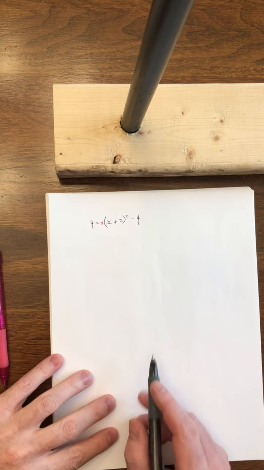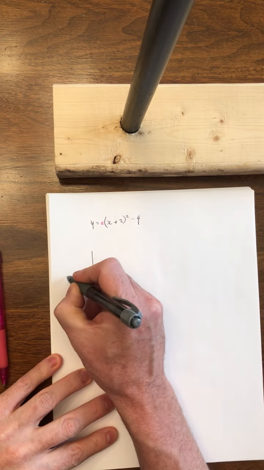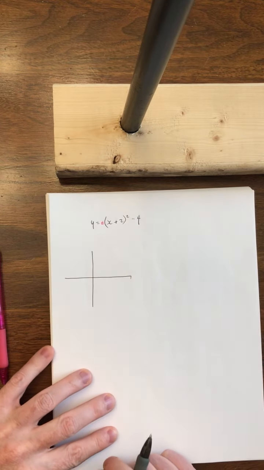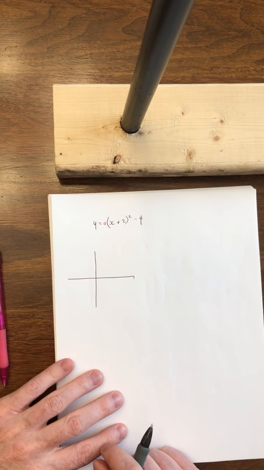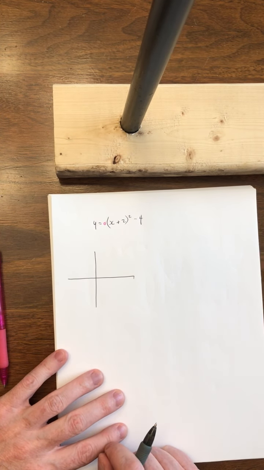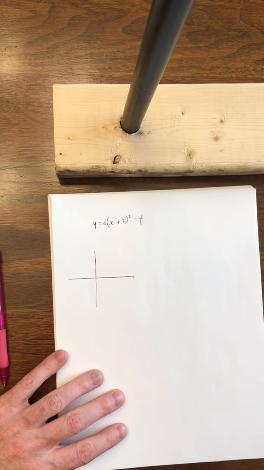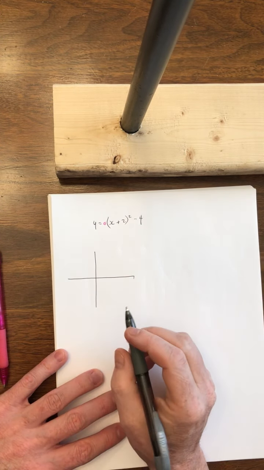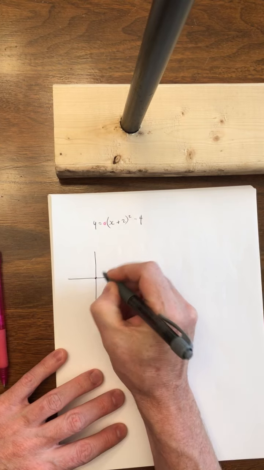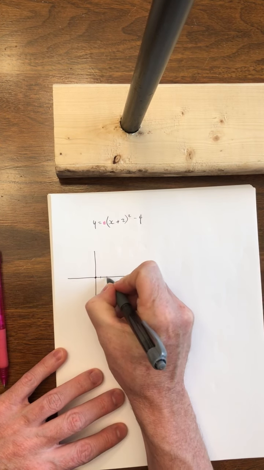So first of all, if we were to graph this, and once again, I apologize, I do not have any graph paper. First of all, the way we do this is we start by graphing our first initial parabola, our y equals x squared. So that's at 0, 0.